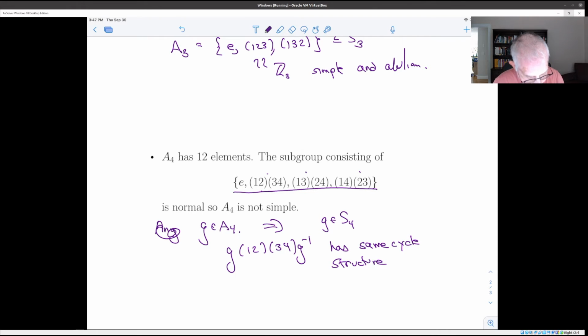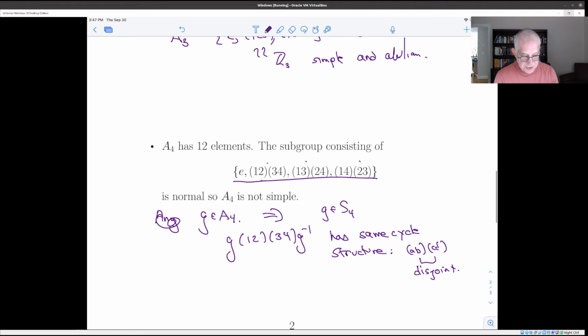Namely, it's a product of two disjoint transpositions. But in A4, these are all of the products of disjoint transpositions, because to make a disjoint transposition in A4, you pick 2 elements, and there are how many? 4 choose 2. There are 6 ways to do that.